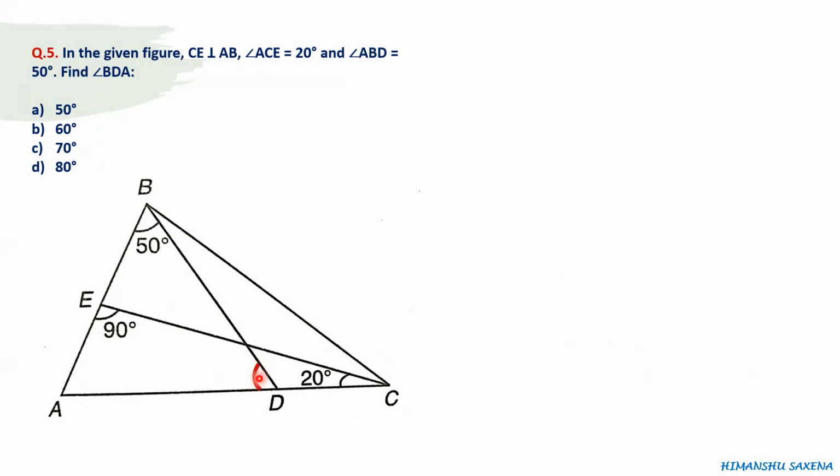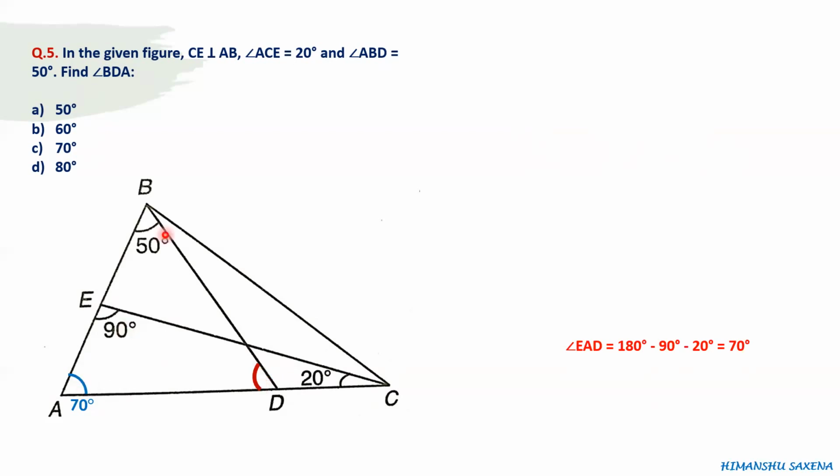Now let's solve this. So EAD, what is EAD? This is EAD. What is the value of this angle? Well, if this is 90, this is 20, and in this particular triangle, the sum of these three angles would be 180 degrees. So it is 180 minus 90 minus 20, which is 70 degrees. So this angle would be 70 degrees. I have to find out the value of this angle.